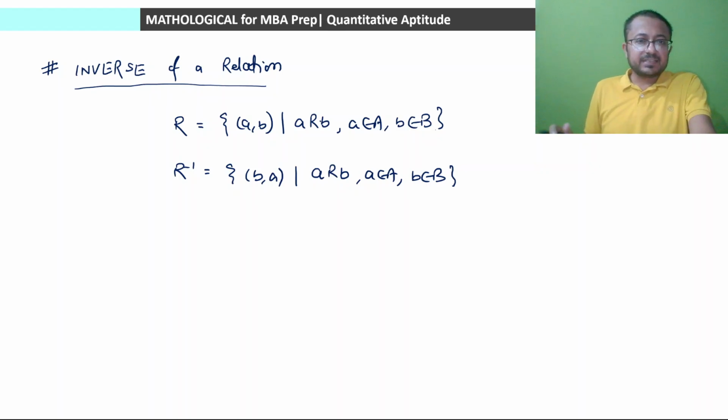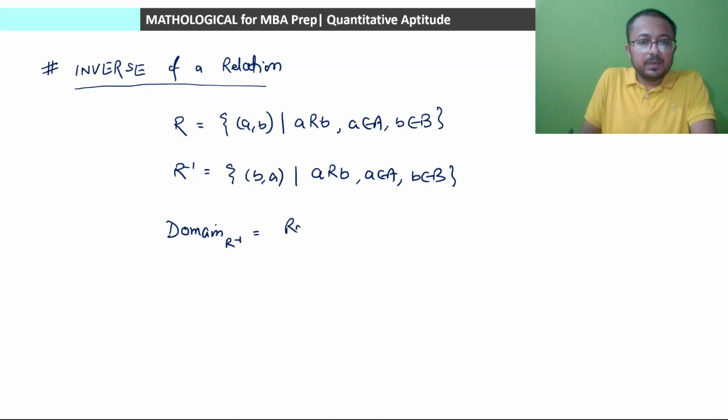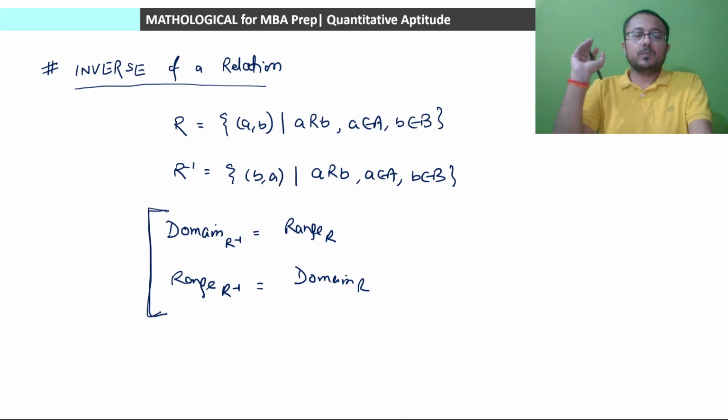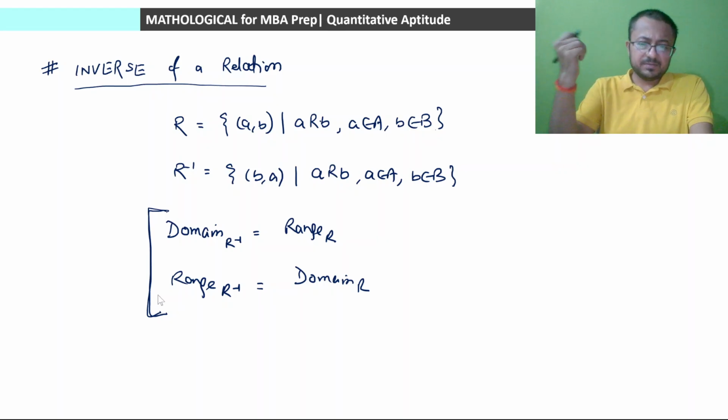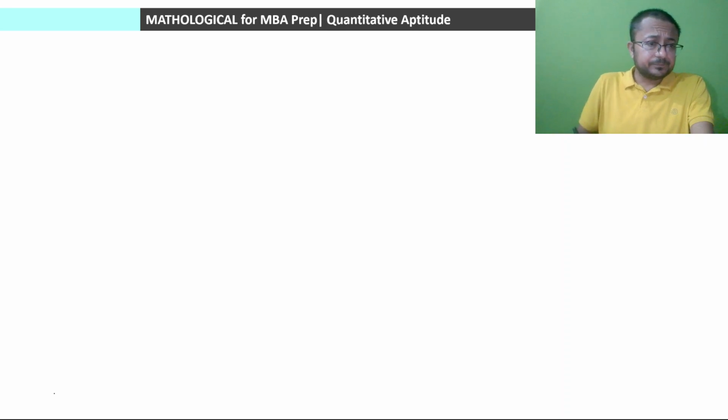So in such a case, the domain of R inverse will be the range of R, and the range of our relation R inverse is equal to the domain of R. Okay, is that much clear? Okay, let us take an example for this so that it is better understood. A simple example.